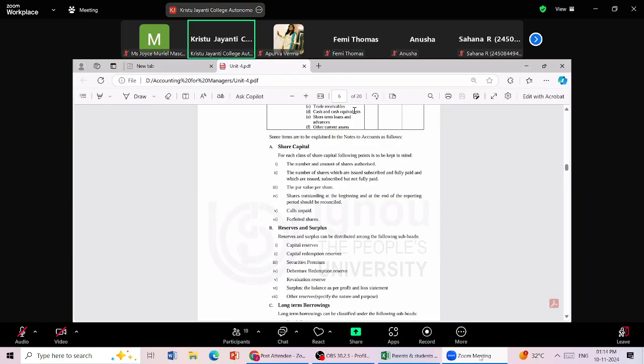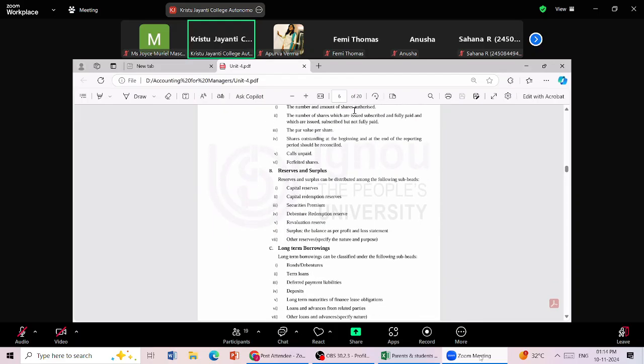And next is reserves. Under reserves, you can see a lot of reserves are there: capital reserve, capital redemption reserve, security premium. If shares are issued at more than the par value, then any share premium you can bring under this head. Debenture redemption reserve, revaluation reserve. So there are different categories of reserves. All connected to reserves you can bring under the head called reserves and surplus. Apart from that, your current year profit which you have earned, that also you can bring under the head called reserves and surplus.